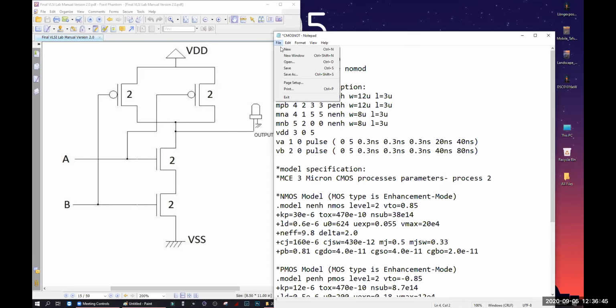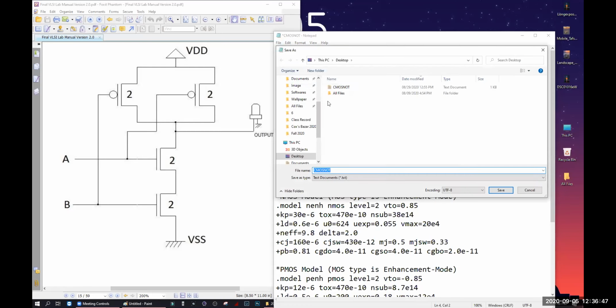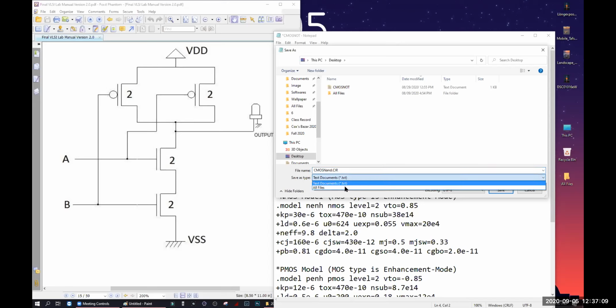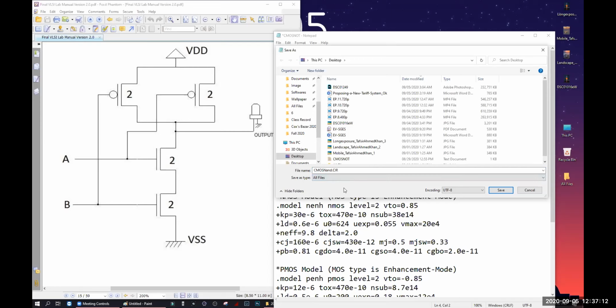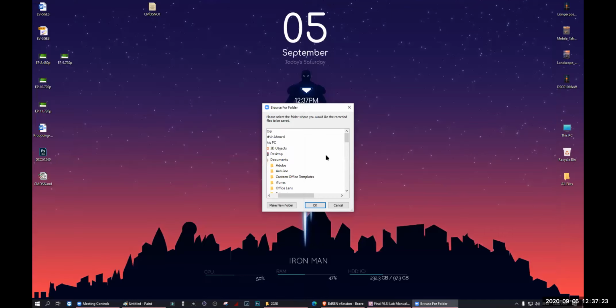Remember, go to the file, save as. What do you write? CMOS NAND, N-A-N-D, CMOS NAND dot CIR. Remember dot CIR? This is a very important thing. You have to rename it CMOS NAND dot CIR. Dot CIR is very important, that means that is a circuit file. And you have to choose the file type, all files. If you do not choose all files, you will not get the circuit file. Understood? Yes, sir. Okay, save.